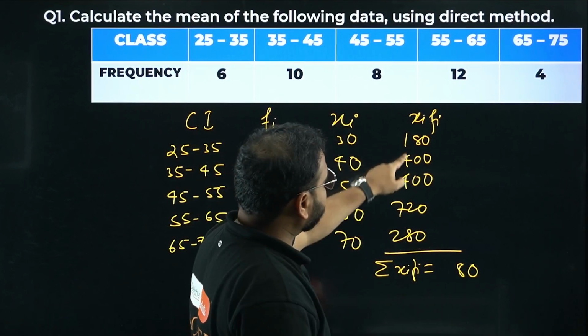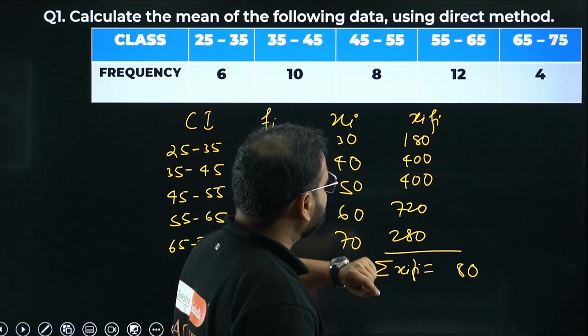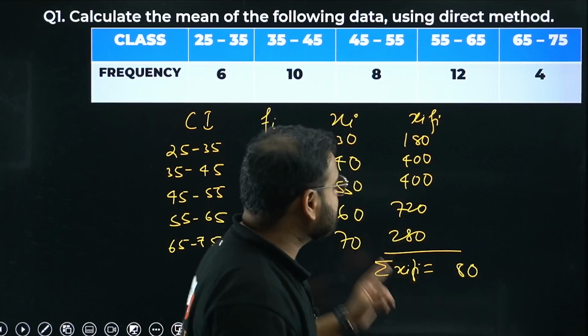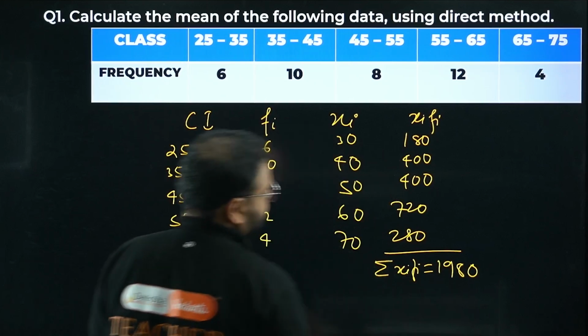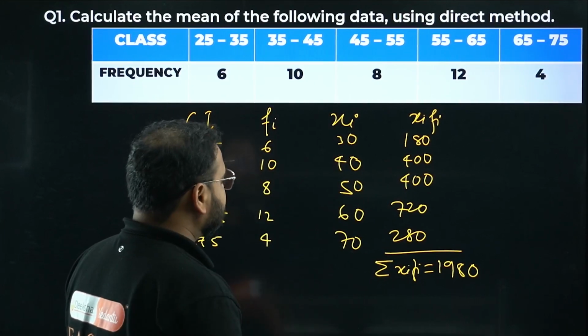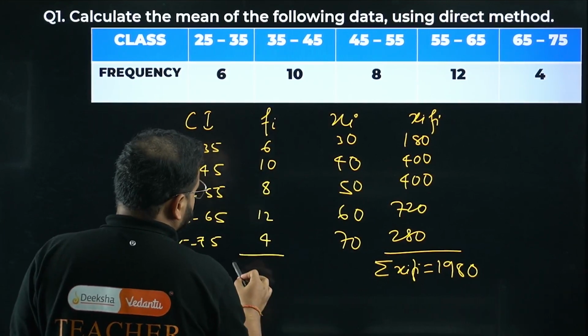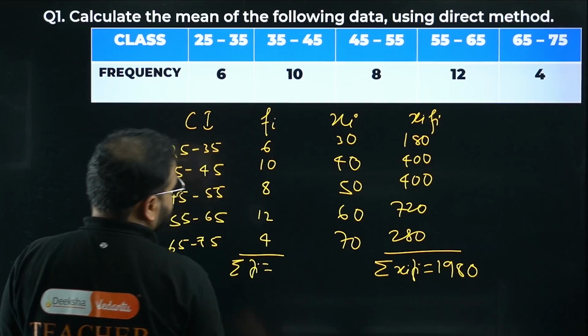Check this out. 1 plus 4 is 5, 5 plus 4 is 9, 9 plus 7 is 16, plus 2 is 18, and plus 1, right? So 19. Forgive me, okay? 1980 I got. What is the sum of this? Have a look. Sigma fi.